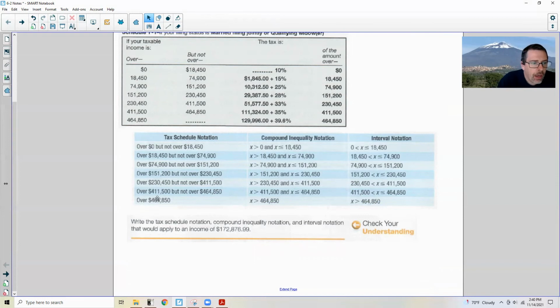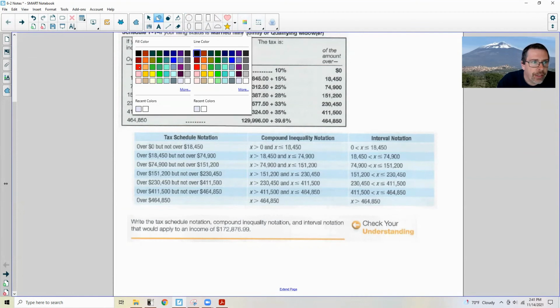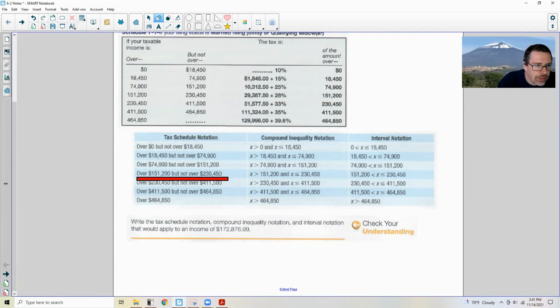Okay, so it says write the tax schedule notation, compound inequality notation, and interval notation that would apply to an income of $172,876.99. So to do that, what I'm going to do here is create a box. And where is 172,000? Well, it's more than 151, but it's less than 230. So 172 is in this interval right here.